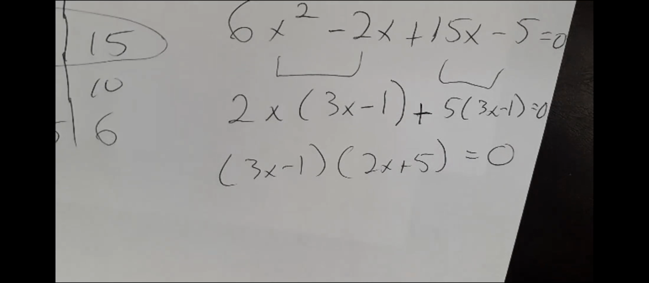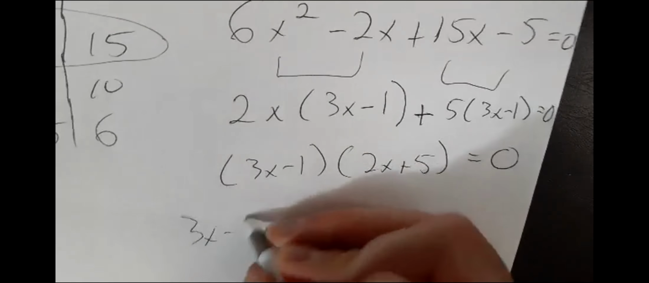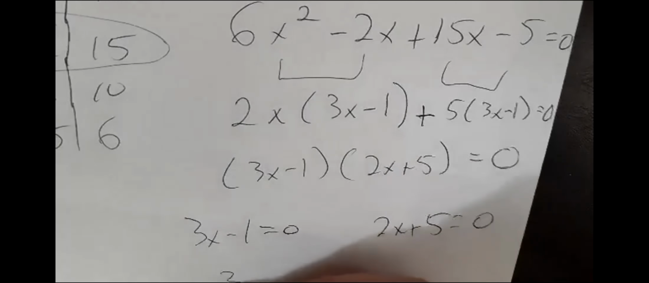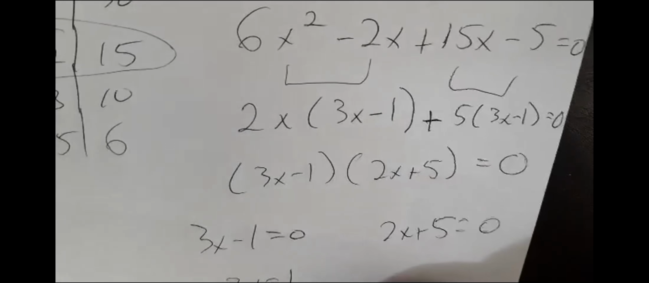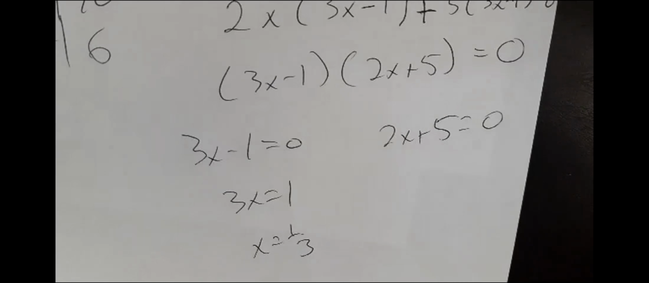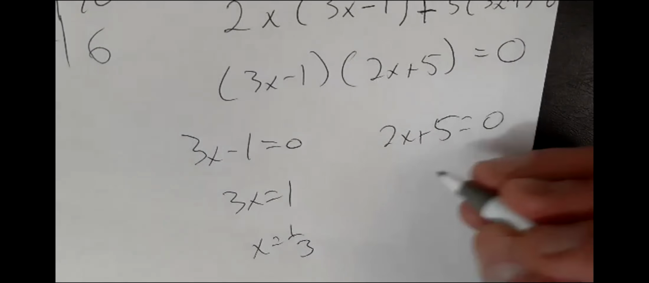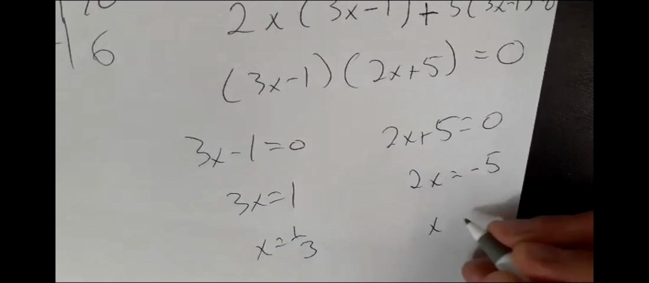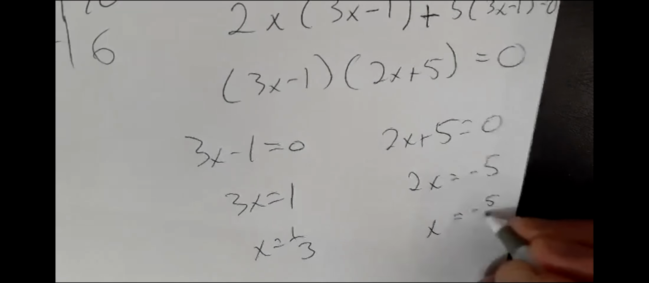And now we have 2 factors equal to 0. We have done this a few times, but I can use what? Zero product rule to get my 2 factors. So either 3x minus 1 is equal to 0 or 2x plus 5 is equal to 0. I think for this one, I'm getting 1/3. For this one, I'm getting 2x is a minus 5. X is a minus 5/2.